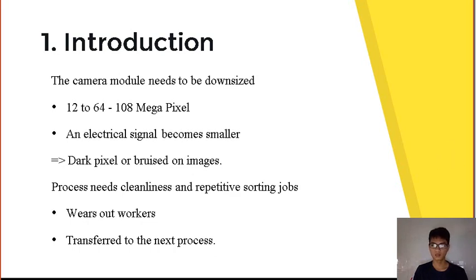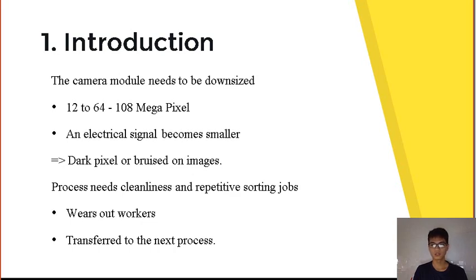Recently, the capacity of cameras is increasing from the existing 12 megapixels to 64 mega and 108 mega. If the pixels increase, the pixel size of the sensor that converts the light entering the camera module into an electrical signal becomes smaller than before, so it generates effects such as dark pixels or bruises on the image. This is one of the main causes of failure of camera modules.